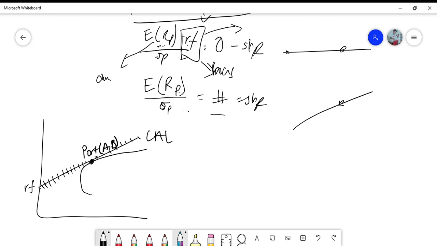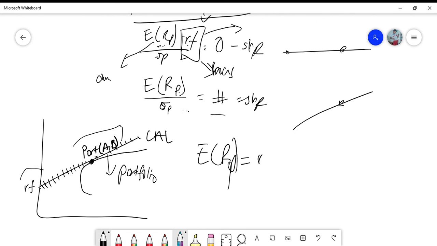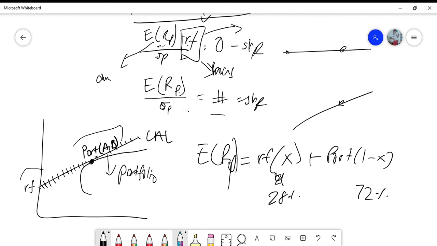So when you calculate the expected return of your total portfolio, let's say portfolio AB is called portfolio. It's no longer an A versus B thing, it's more like a portfolio AB versus RF thing. So you put X amount in the risk-free asset, and 1 minus X in the portfolio. Like 28%, and then 100 minus 28, 72%. Something like that.